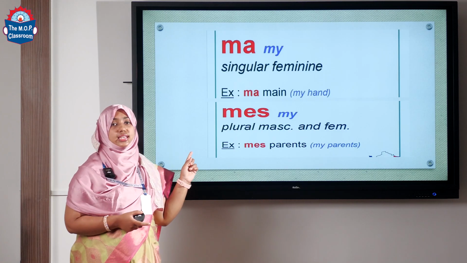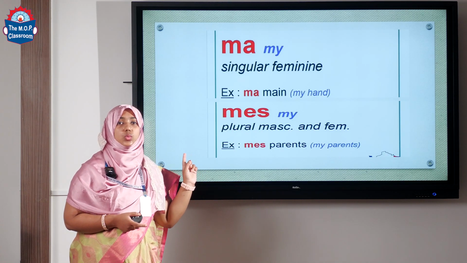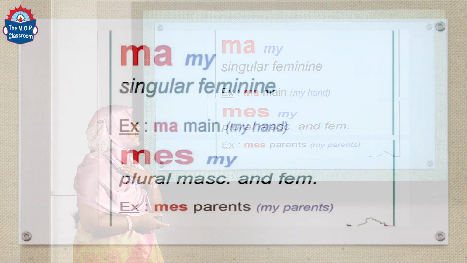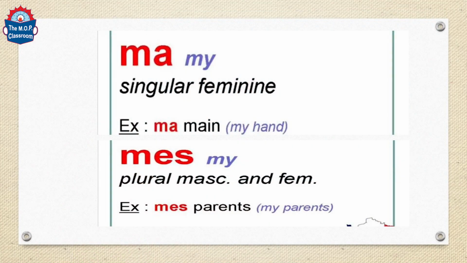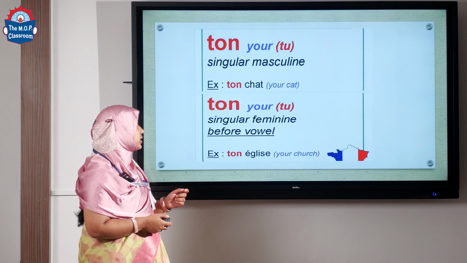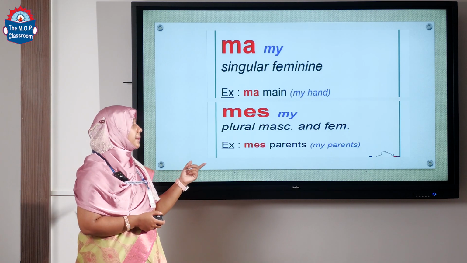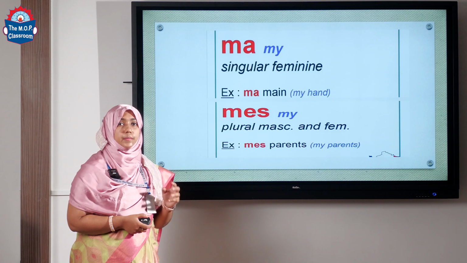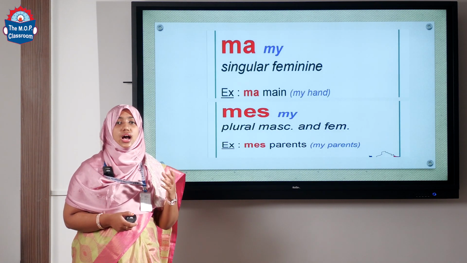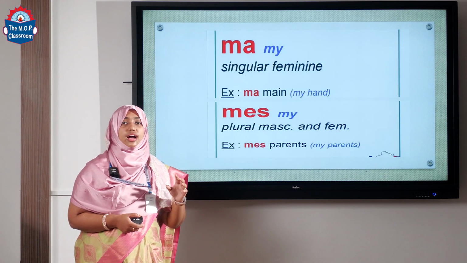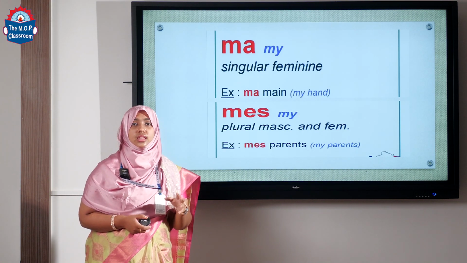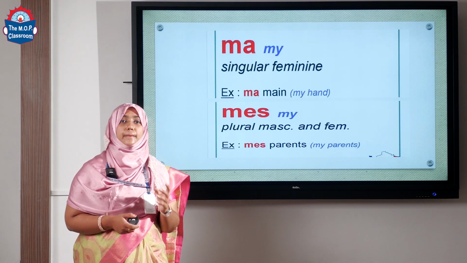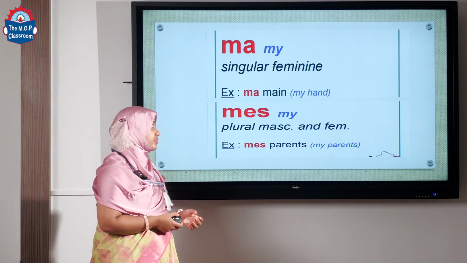So here is another example for feminine singular starting with a consonant, which is ma. Main means hand. Hand is starting with a consonant and singular, so we are using ma main. Then we have plural, which is mes. Mes parents. So parents is plural, so we use mes. So plural avoids confusion. We don't have to worry whether it's masculine or feminine. If it's plural, you can blindly go for mes or tes, ses, etc.